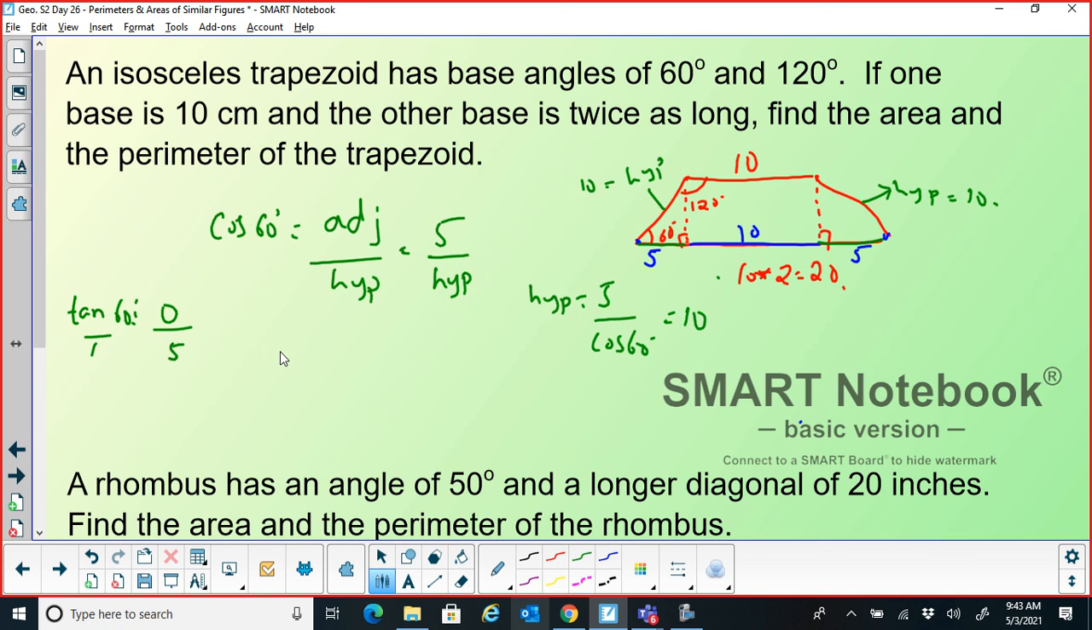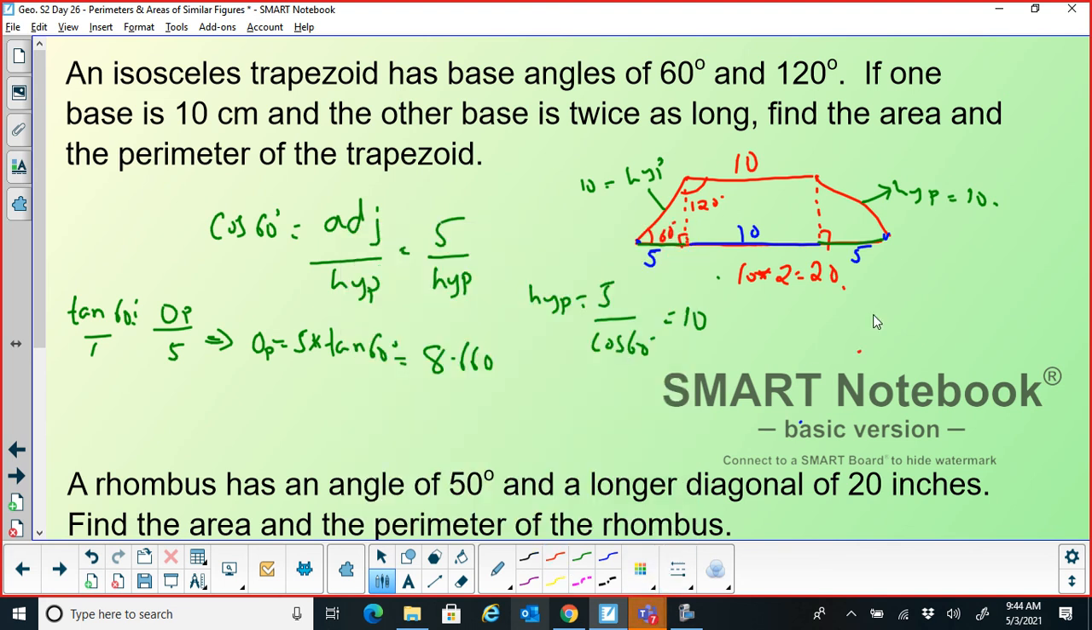So cross multiplying further, I get opposite equals 5 times tan 60. I'll just write OP, otherwise it will get confused with 0. So opposite equals 5 times tan 60, which gives us 8.660. That's your height. So once I have all of this, I can find the perimeter and the area.